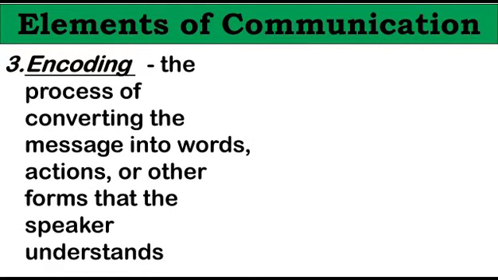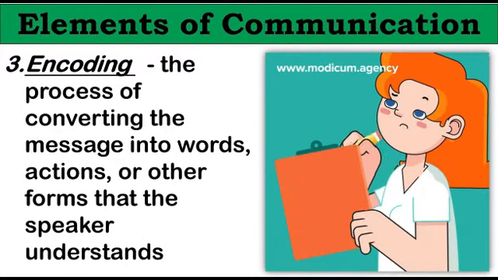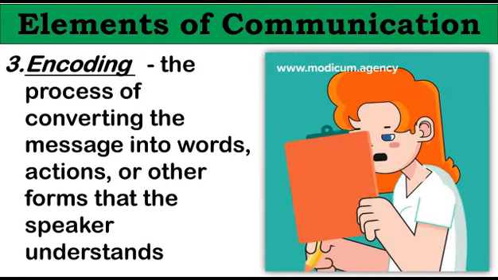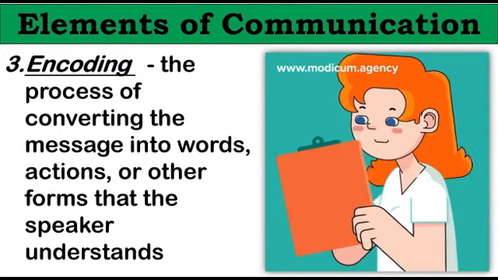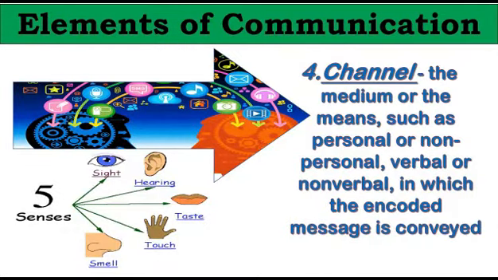Third is encoding, the process of converting the message into words, actions, or other forms that the receiver understands. It is referred to as transforming an abstract idea into a communicable message. This is done using words, symbols, pictures, and sounds. Fourth is the channel, the medium or the means, such as personal or non-personal, verbal or non-verbal, in which the encoded message is conveyed, and refers to the medium that carries the message from the sender to the receiver.